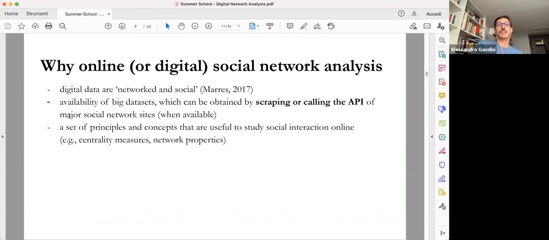And of course, social network analysis is very useful because it gives us, ready at hand, these sets of principles and concepts, also theoretically, that are useful to study social interaction online. Some of it is effective in a similar way in the digital context, like network properties and centrality measures. And this set of techniques allows us to make sense of big data sets. That's not necessarily what we're going to do here, because we tend to maintain a qualitative standpoint. So perhaps we tend to start from the big, but then look for the small in a way. But social network analysis and its principles are very useful to the understanding of social networks, also very big social networks online.